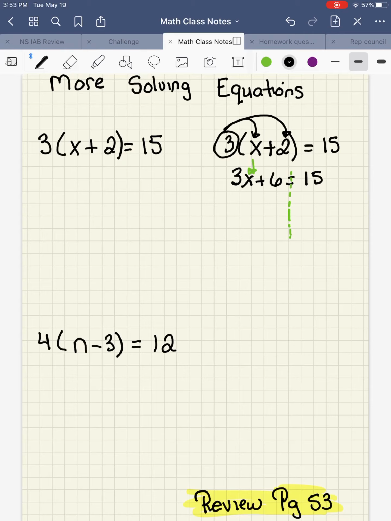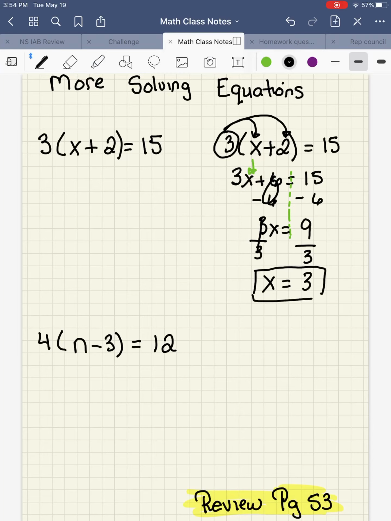First step is to undo addition and subtraction. Opposite of adding is subtracting 6. And so 6 minus 6 is 0. That's gone. 3x is remaining. And 15 subtract 6 is 9. So we have done the first step. Now we undo the multiplication by doing the opposite of multiply, which is divide by 3, divide by 3. 3 divided by 3 is 1, and that is gone. x remains. 9 divided by 3 is 3, and there's a solution.